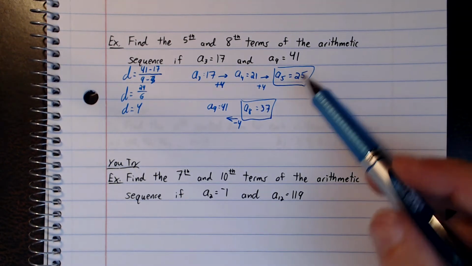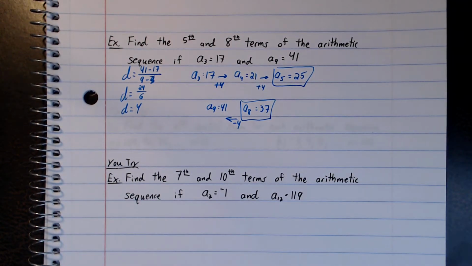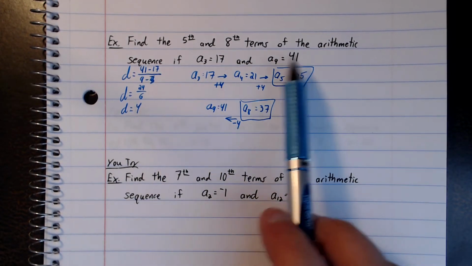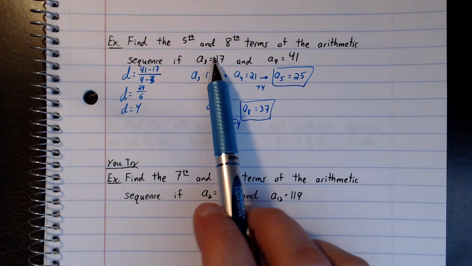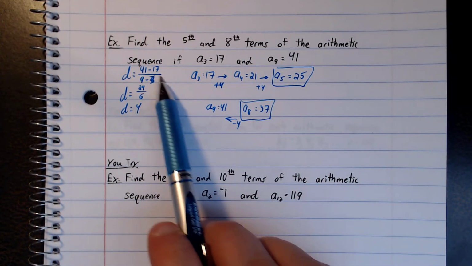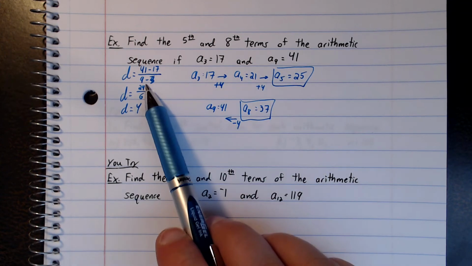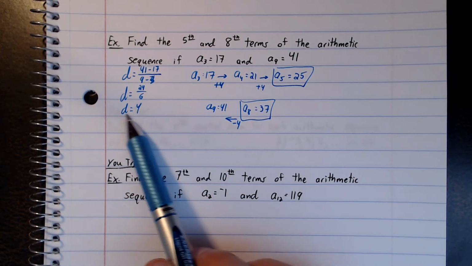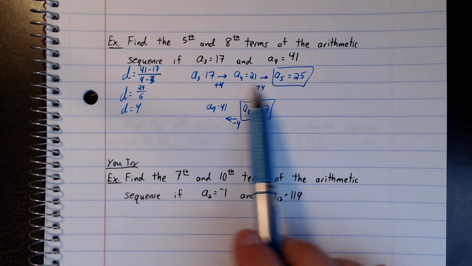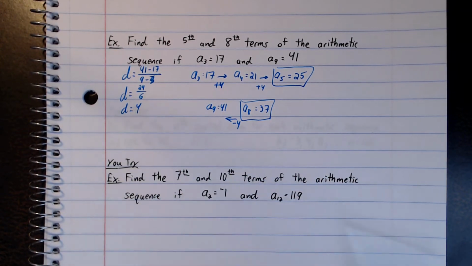So those are the 5th and 8th terms. So, real quick recap, because you're going to try one down here. We found the common difference by taking the difference between these two numbers and the distance between those two numbers. And that gave us the average common difference. And then we kind of had to cheat a little bit. We either added or subtracted depending on which direction our common difference went.